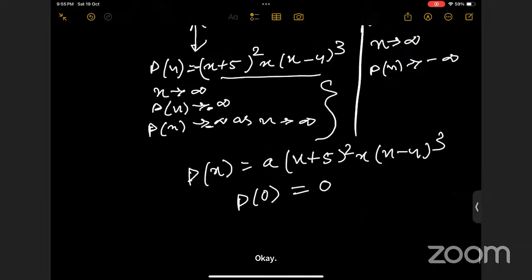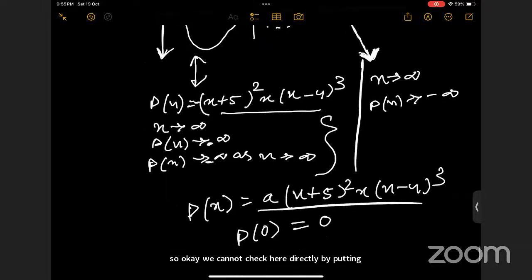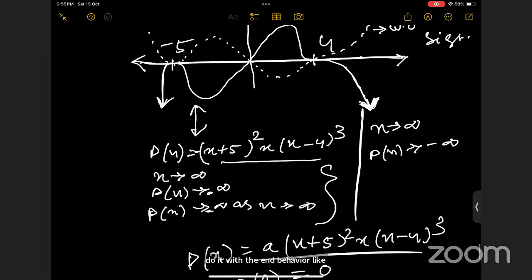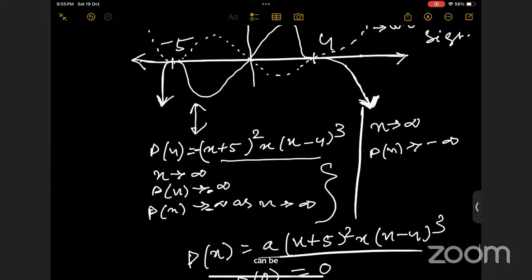So we cannot check here directly by putting this. We can do it with the end behavior. We can easily assume the degree. It is just adding up the powers and assuming the end behavior of the degree. But just to make sure, x is tending to infinity. But if we come to a conclusion saying that x tends to infinity, can we automatically say that p of x tends to minus infinity?